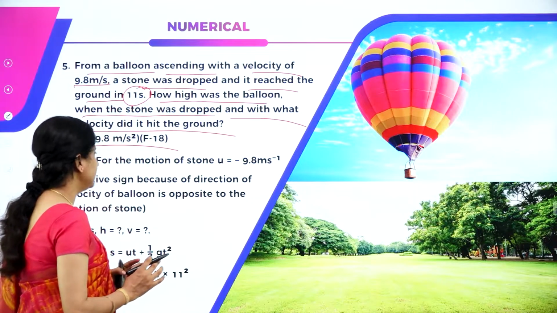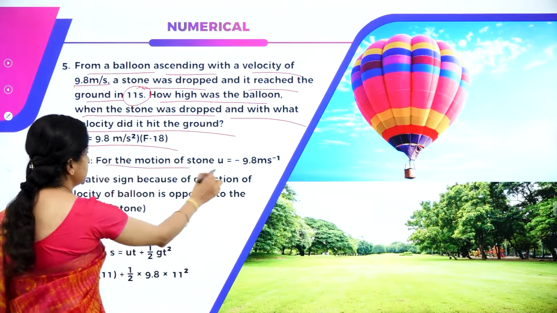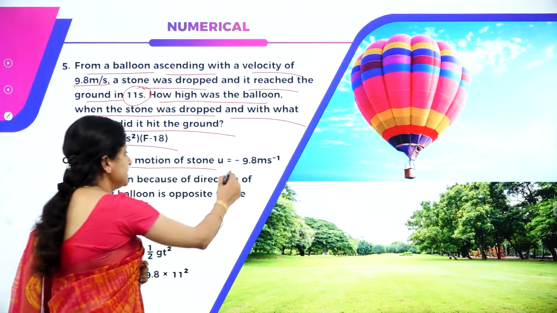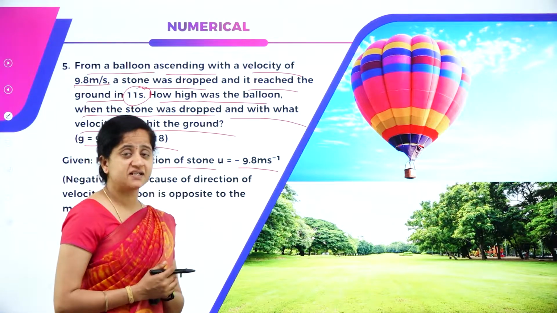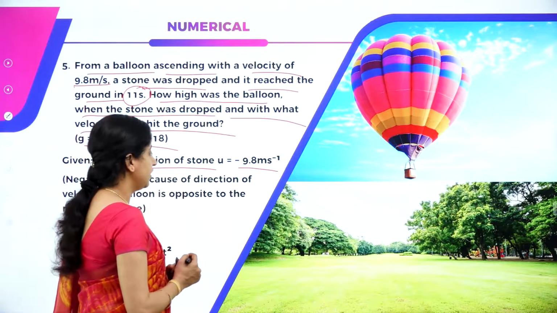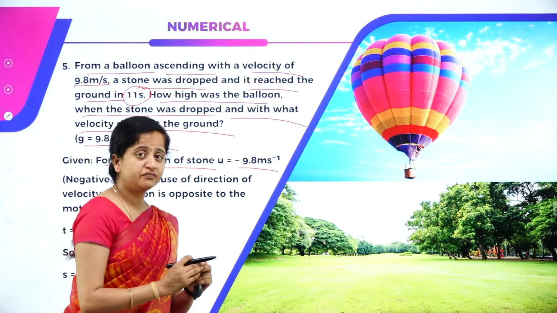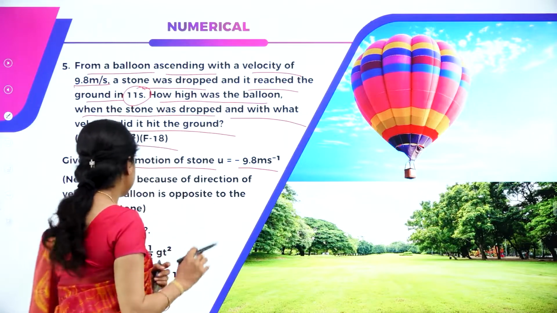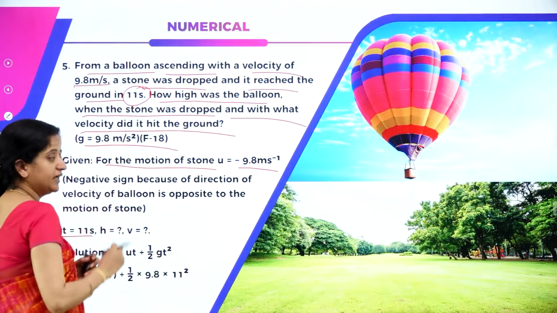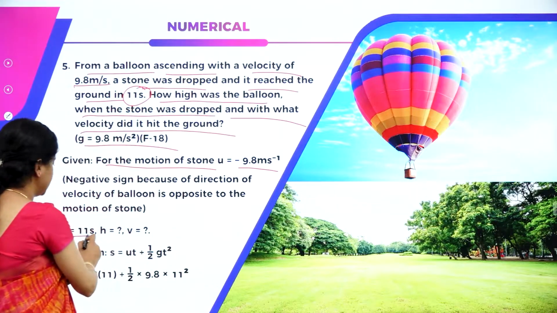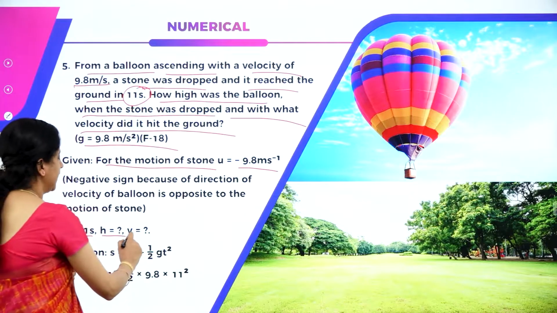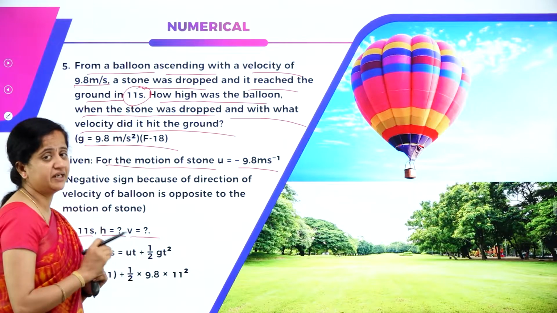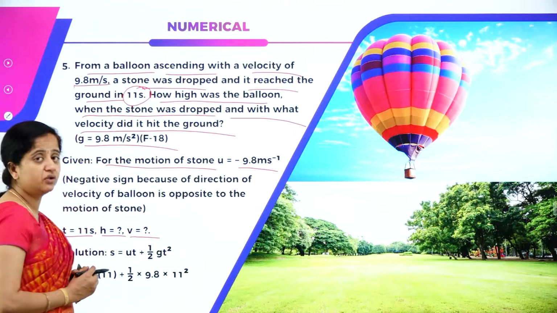So let us now write the given data. For the motion of stone, u is minus 9.8 meter per second, because the initial velocity is taken as minus 9.8 meter per second because the motion of the stone and the balloon are in opposite direction, and t is given. It hit the ground in 11 seconds, so t is 11 seconds. How high was the balloon when the stone was dropped from it, and what is the velocity of the stone when it hits the ground? That is what we have to find out.